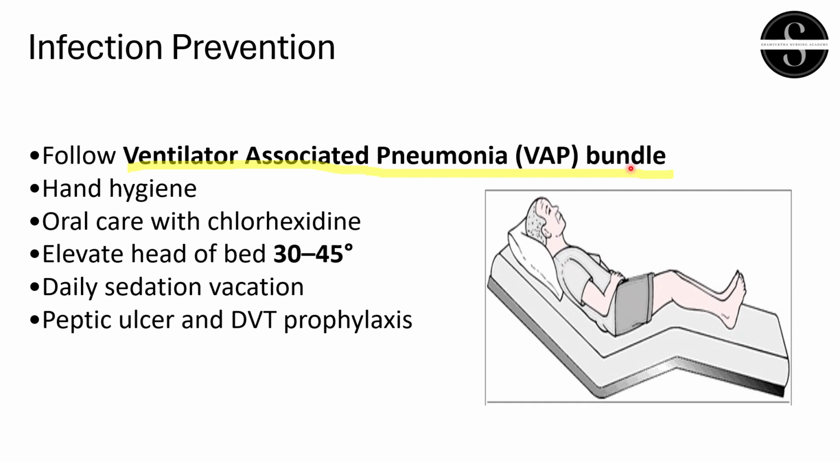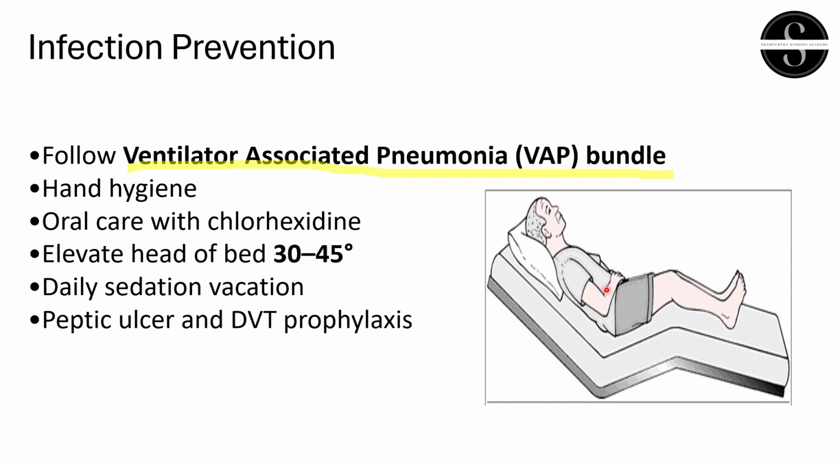So what is the VAP bundle here? Hand hygiene. We have to follow strict hand hygiene technique. Oral care with chlorhexidine, very, very important. If the patient is on a ventilator, definitely we have to give oral care with chlorhexidine at each shift. Then elevate the head end of the bed 30 to 45 degrees. Why do we need to elevate the bed to 30 to 45 degrees?